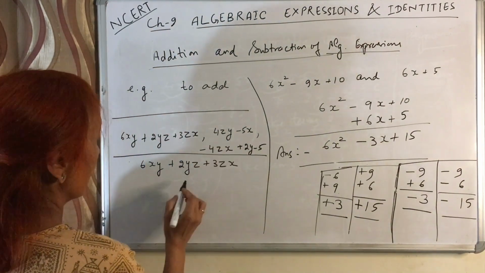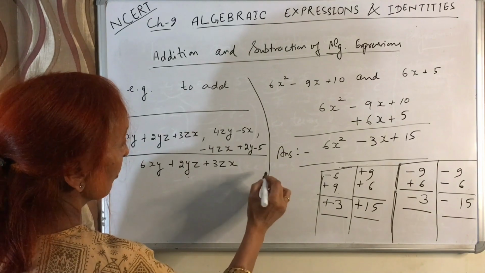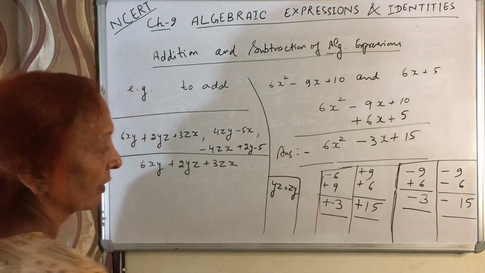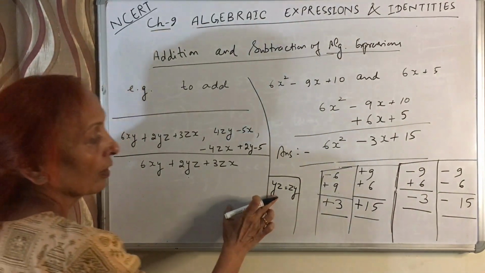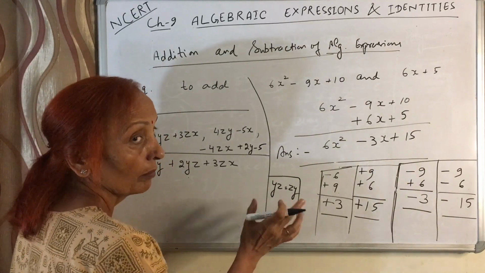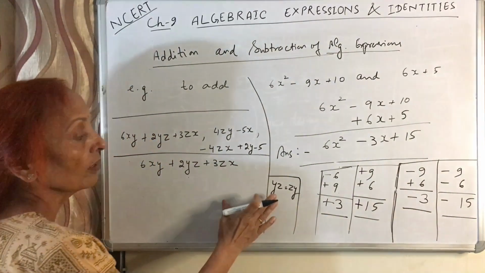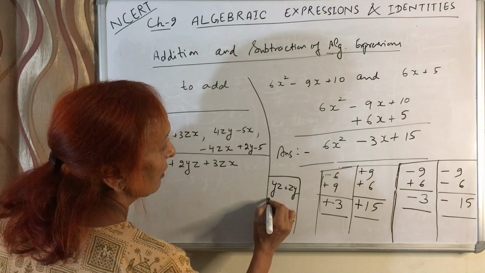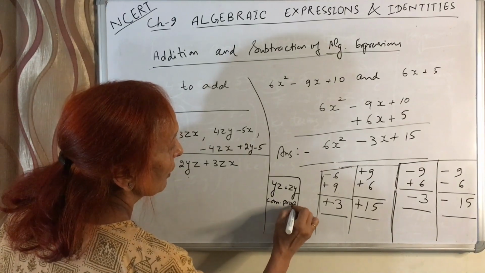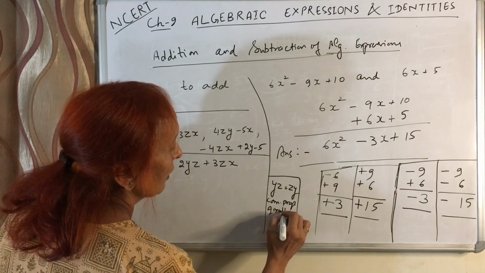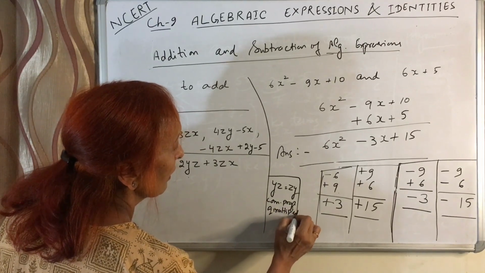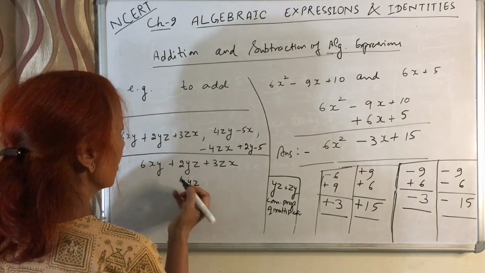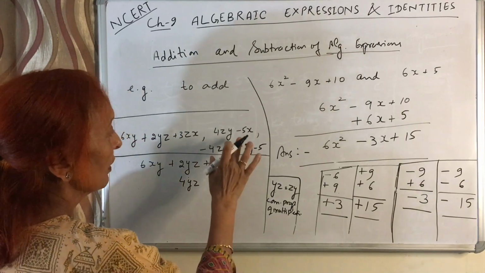Next is 4zy. Here you know that yz is equal to zy. This is commutative property of multiplication, means you can change the order. If you change the order, product remains the same, answer remains the same. So yz is equal to zy. You have read this in earlier classes. So I can write here 4yz, this is one and the same thing, minus 5x.